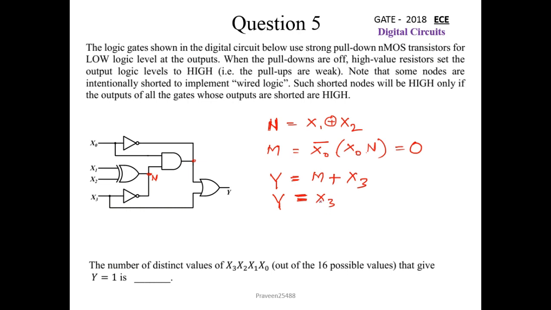So for the values of x3 equal to 1, the output y will also be 1. In the 16 possible combinations, in 8 combinations x3 will be 1, and it doesn't matter whether the other bits are 0 or 1, the output of this OR gate is 1 if any one of the inputs is 1. So x3 is 1 for 8 combinations.